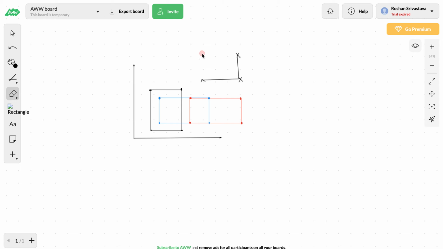If you observe here, this is the x coordinate. Let me just take this pane.